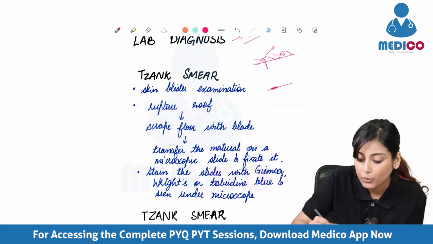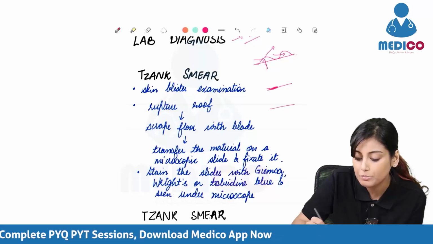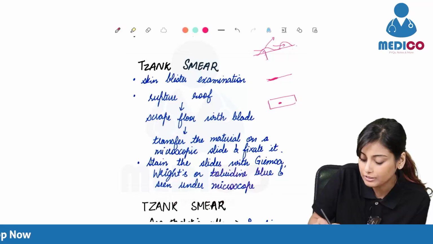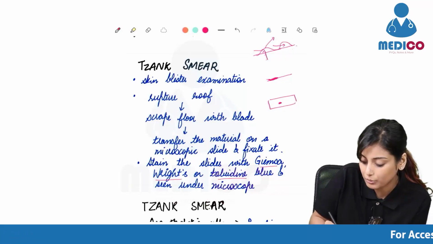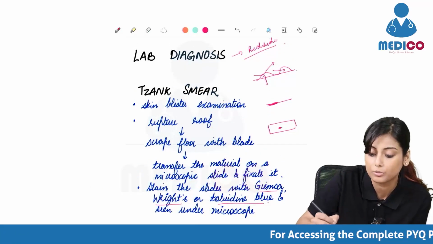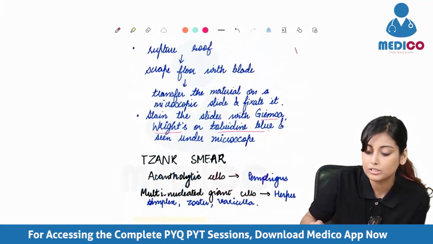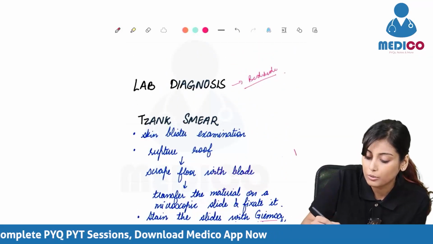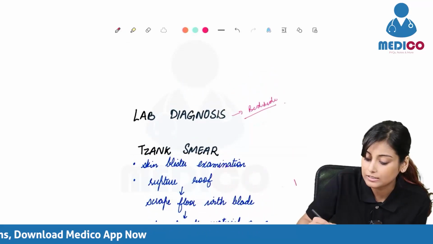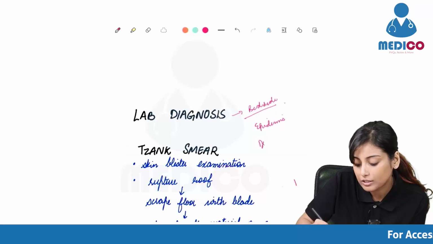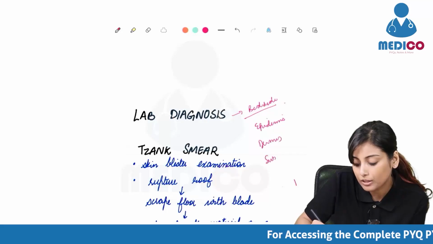Now we scrape it with the blunt side of the blade and smear the material that we get on a glass slide. Then we stain the slide with Giemsa, Wright's or toluidine blue, and see it under a microscope. Usually, skin cells are arranged in a particular way. Skin has three layers: epidermis, dermis, and then subcutaneous tissue.